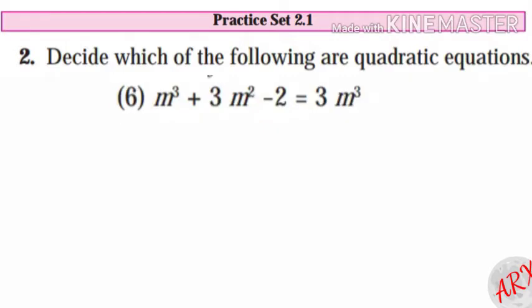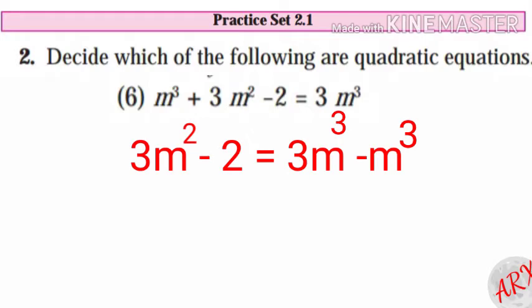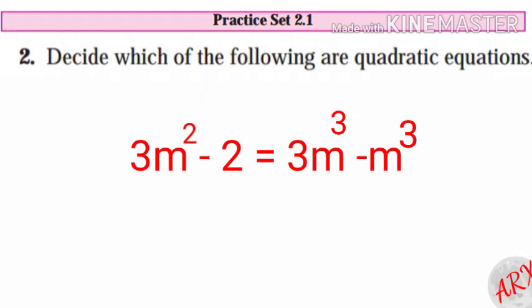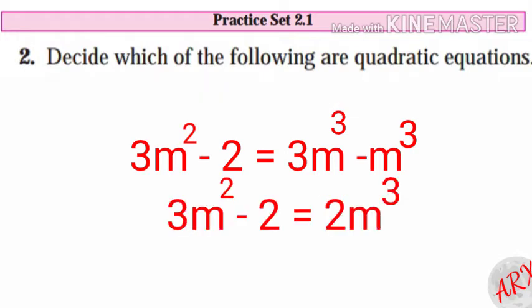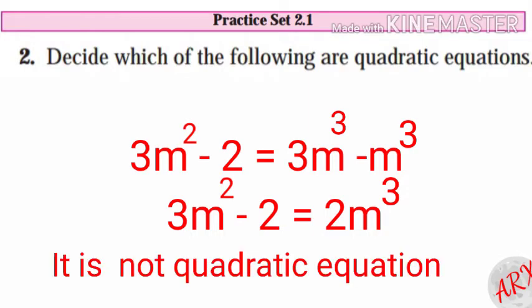Sixth, m cube plus 3m square minus 2 equal to 3m cube. Here if we observe, the degree of variable is 3, but if we solve, shift m cube towards the right hand side, it will become 3m square minus 2 equal to 3m cube minus m cube. So it will be 3m square minus 2 equal to 2m cube. So degree of the variable will be 3, so it is not quadratic equation.